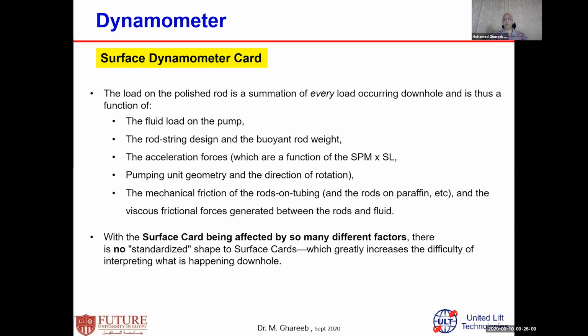It's like Mark II pumping units, air balance pumping units. Not only beam pumping units, even vertical reciprocating pumping units are different. Then the shape of the pumping unit geometry balancing is a counterbalance. And all that affects the shape of my surface dynamometer card.